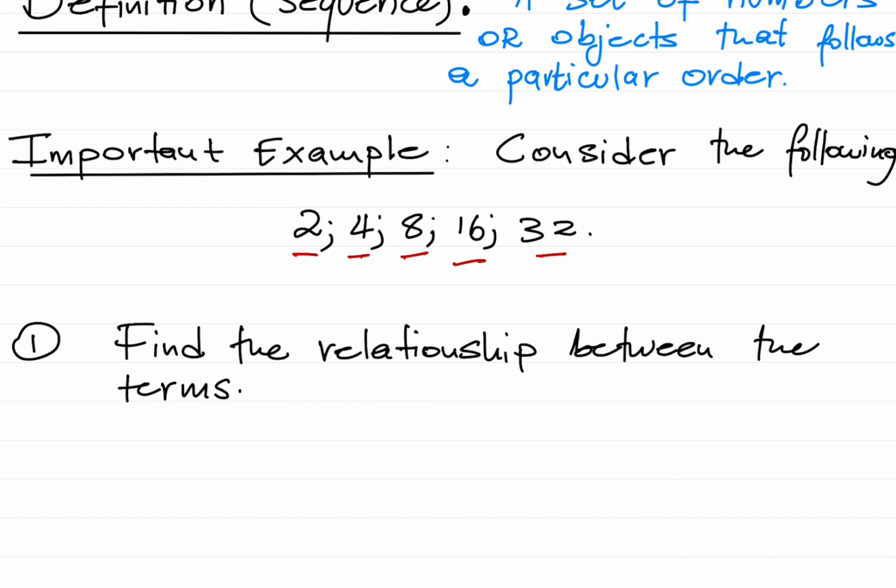If you say 4 minus 2, for example, you get 2. 8 minus 4, you get 4. 16 minus 8, you get how much? 8. 32 minus 16, you get 16. Can you see that we don't have a constant difference here? We do not have a constant difference.